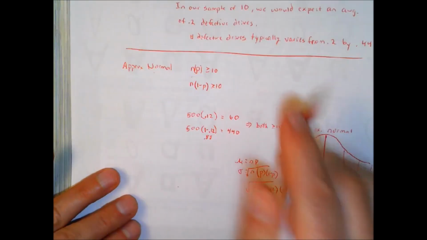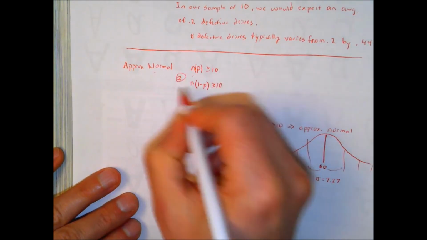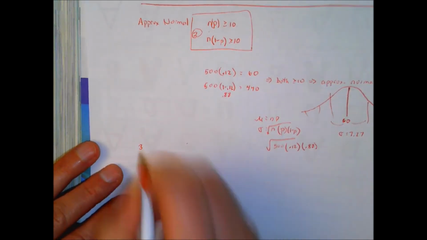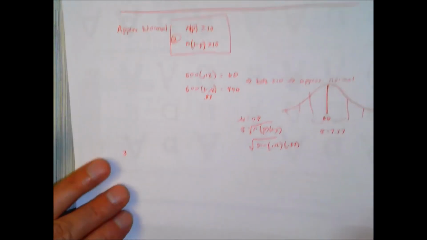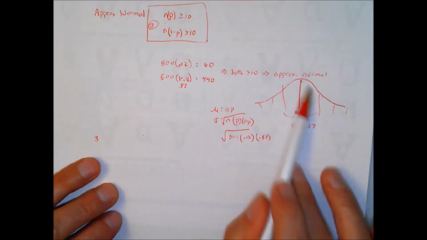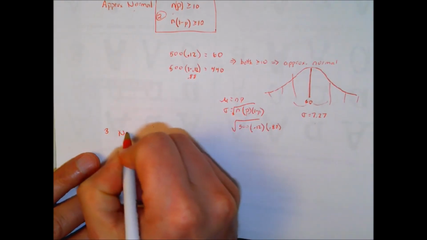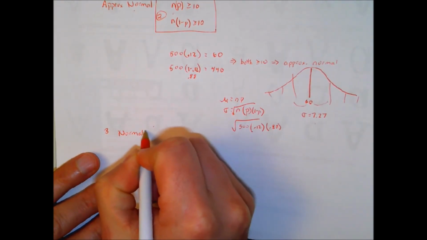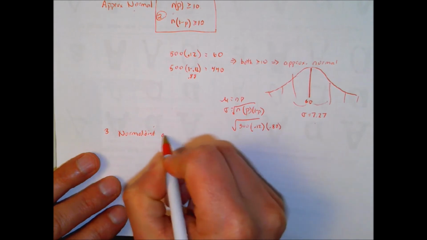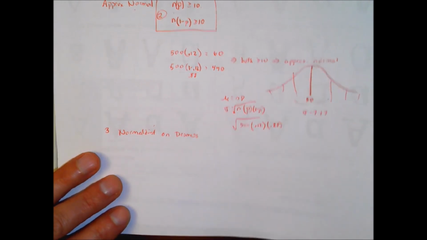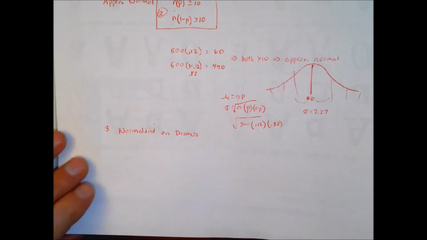Learning objective 2 is how do we decide if it's approximately normal, okay? Learning objective 3, this is going to be easy if you get this other stuff, is then if I know that it's approximately normal, with this mean and this standard deviation, we can use normal distribution on Desmos, just like we did last chapter to find the probabilities.